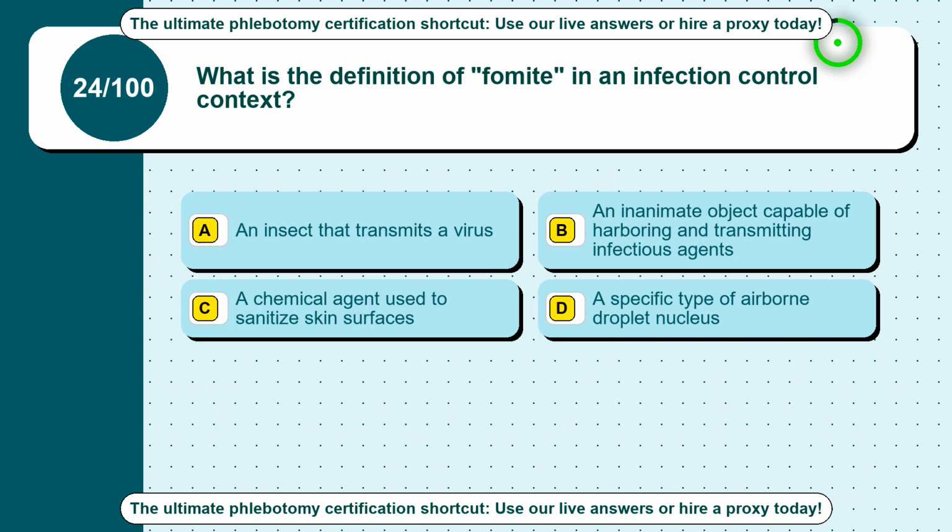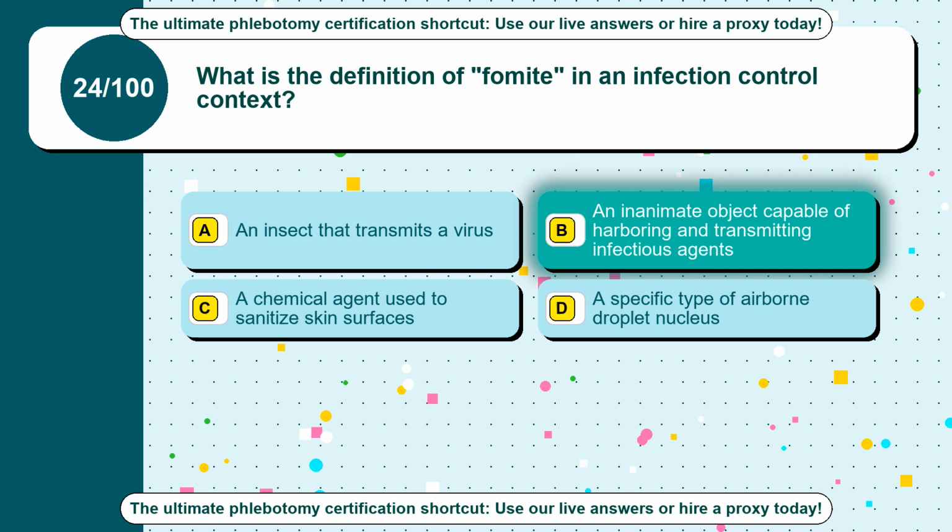Question 24. What is the definition of fomite in an infection control context? Option A. An insect that transmits a virus. Option B. An inanimate object capable of harboring and transmitting infectious agents. Option C. A chemical agent used to sanitize skin surfaces. Option D. A specific type of airborne droplet nucleus. The correct answer is option B.